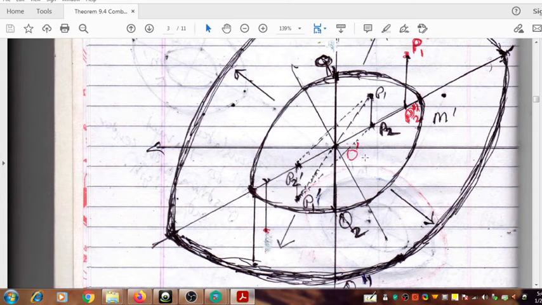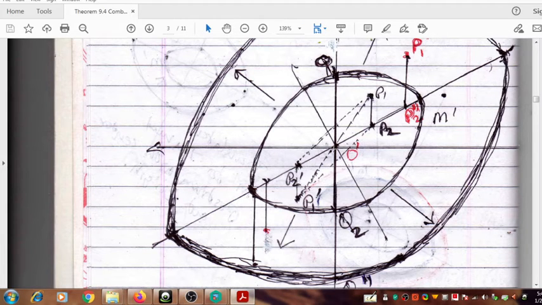We then draw a line. A straight line is drawn after obtaining P1 and P2 and joining them. We draw a straight line which passes through the point of symmetry O dash, the new point of symmetry O dash, and also it is parallel to the line segment P1 P2.